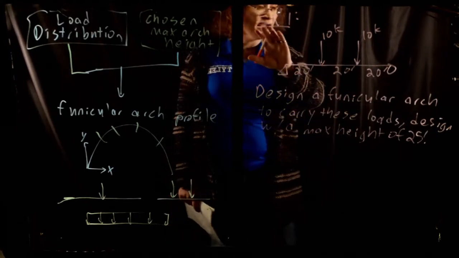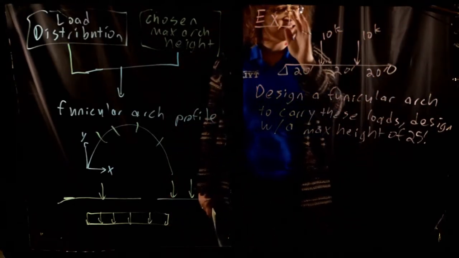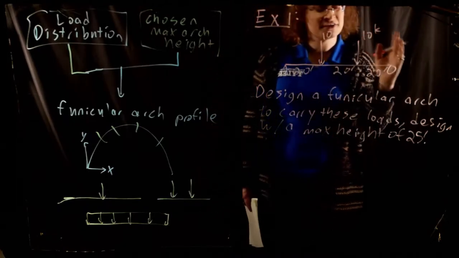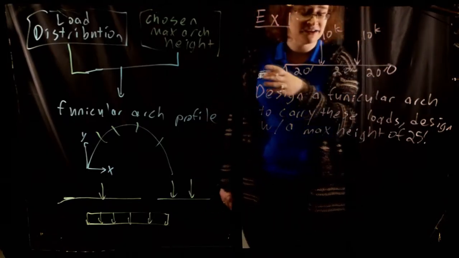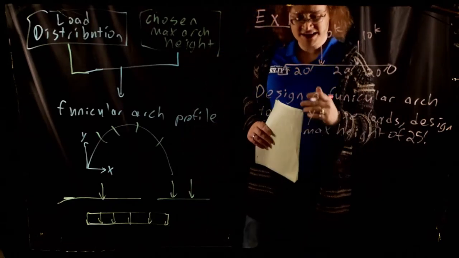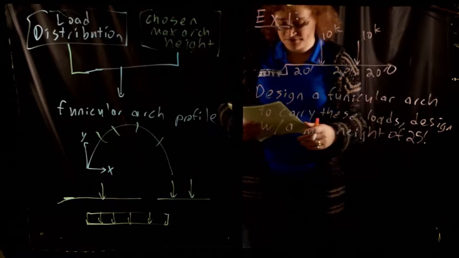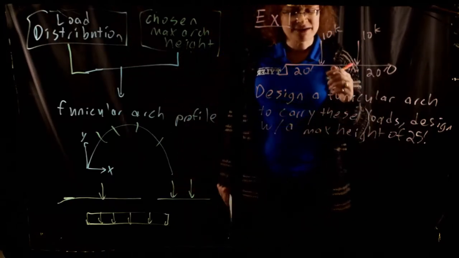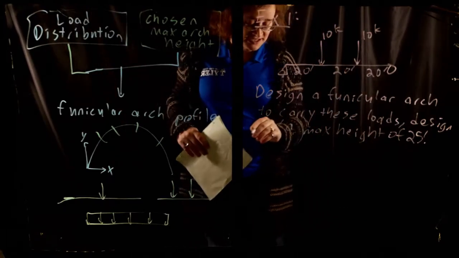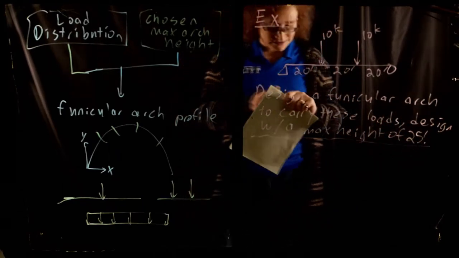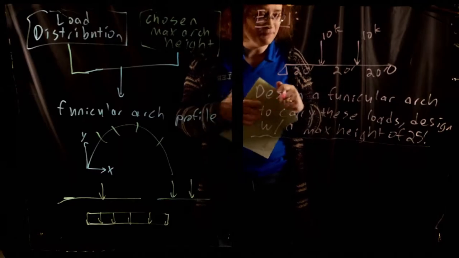So again, I need to support a 10 kip load 20 feet from the left-hand side, and another 20 feet from the right-hand side of this span. And then I just want to produce an arch that has a maximum height of 25 feet. So just like we did with cables, the first step for this is going to be to analyze our equivalent simply supported beam.